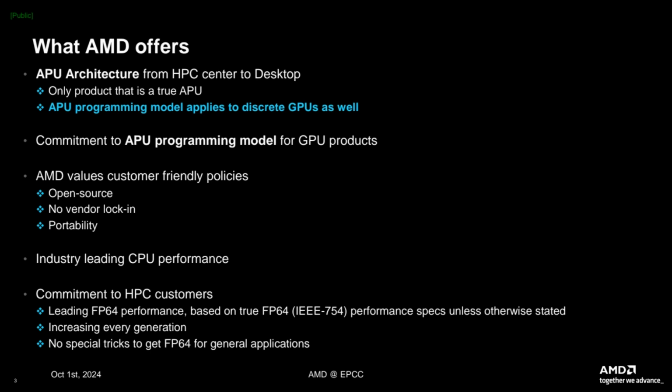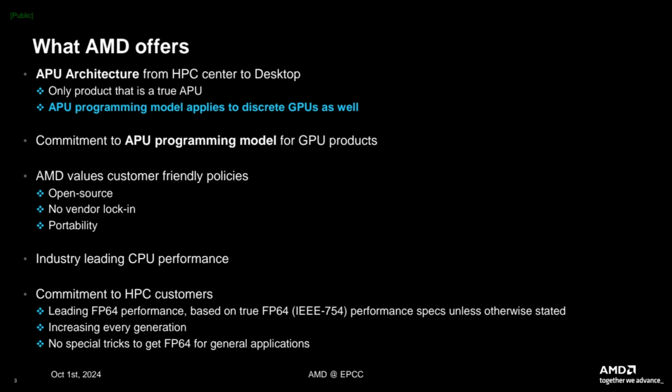So specifically from the AMD side, what we can offer is the APU architecture and programming model from HPC to desktop. The important point here is that the APU programming model does not just apply to the APU architecture, but it also applies to discrete GPUs, such as the MI210 that you have available on ARCHER2. This means that with small modifications, you can run your code that would run on the 300A on the 200 series. And it's not a modification to the code, but just a compile flag or exporting an environment variable. It's as easy as that, and we'll show you how to do that.